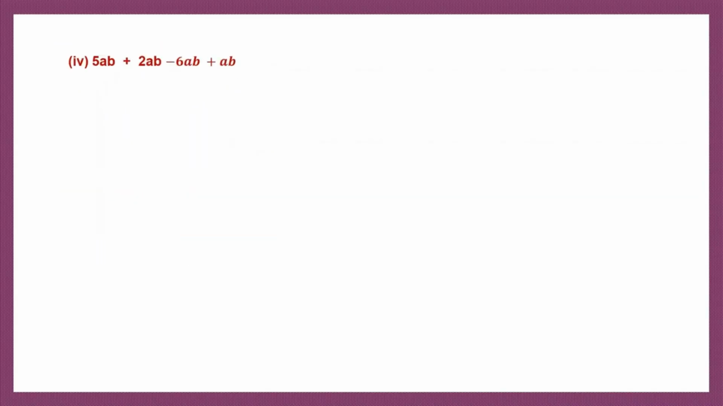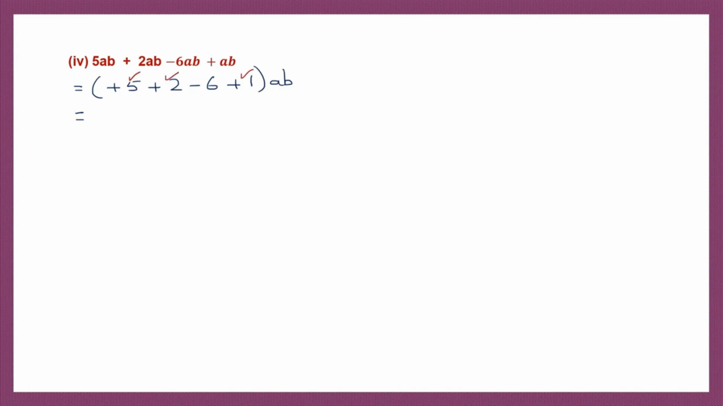Question 4. Again, as you can see, they're all like terms. So let's take only the numbers: plus 5, plus 2, minus 6, plus... There is no number, so it's understood to be 1AB. Now let's work out all the numbers with the plus sign: plus 5, plus 2, plus 1. Let's add them all together.